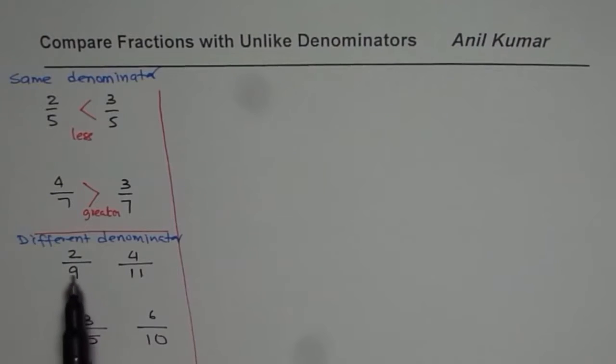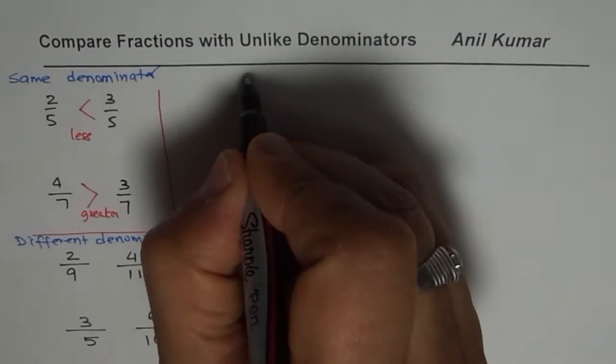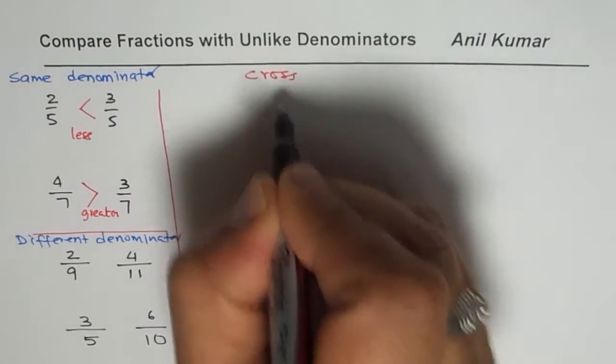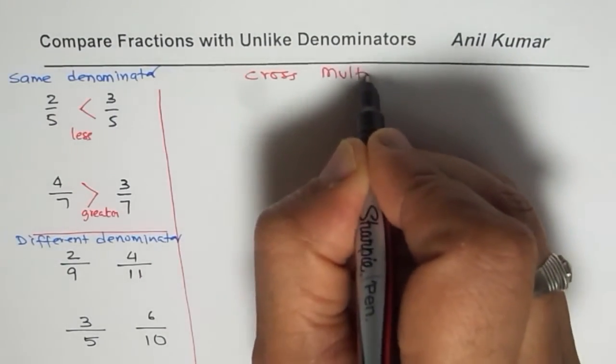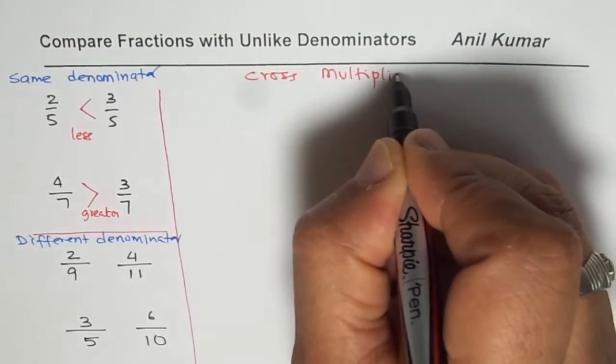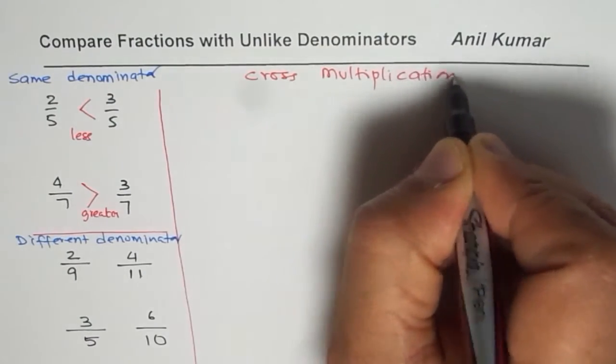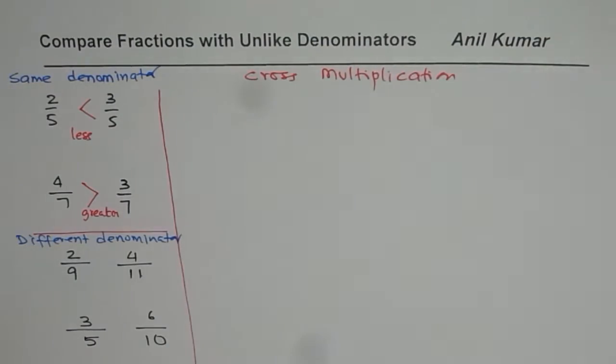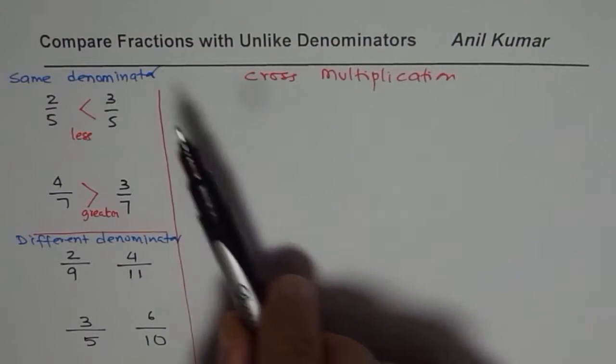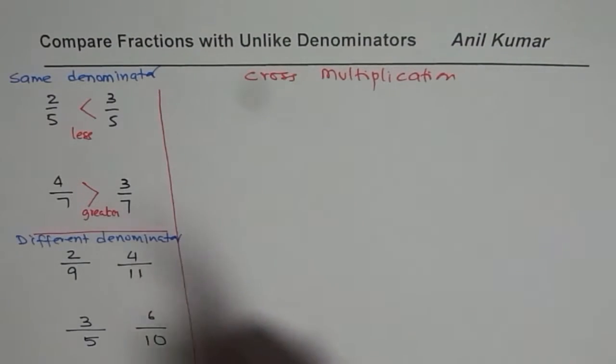But what should you do when the denominators are not the same? It is very difficult to compare. In such cases, we will learn what kind of strategy we should use. We have a strategy which we call cross multiplication, and that strategy will be applied to compare fractions with unlike denominators.